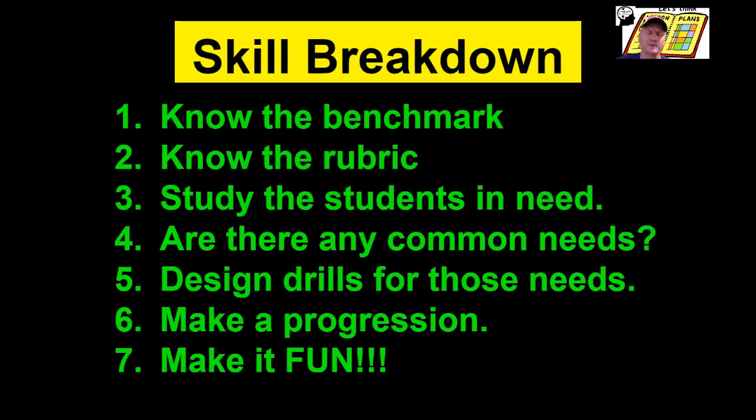So when I was thinking about that, once you know what area you're going to go to, you've got to start breaking these skills down. And if I'm going to do short ropes, these are the 7 steps. This is not something I'm going to write a book on or anything. It's just to create discussion. So I came up with these 7 steps: knowing the benchmark, knowing your rubric, studying the students that need your help, and then finding out if there are any common needs between them. Then design some drills. Number 6 would be make a progression for them. And 7, certainly can't forget to make it fun.